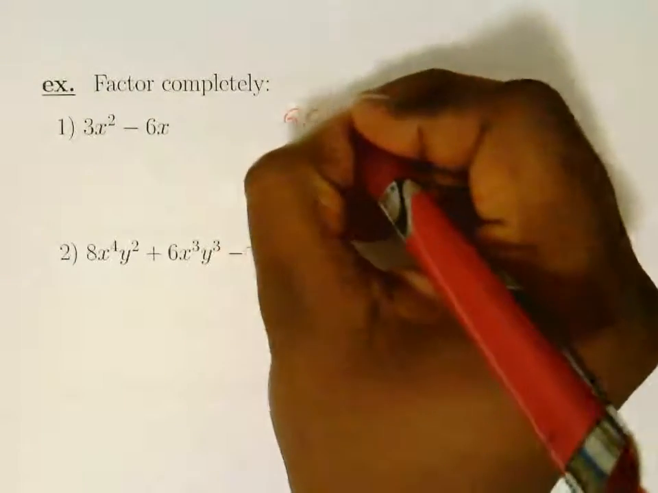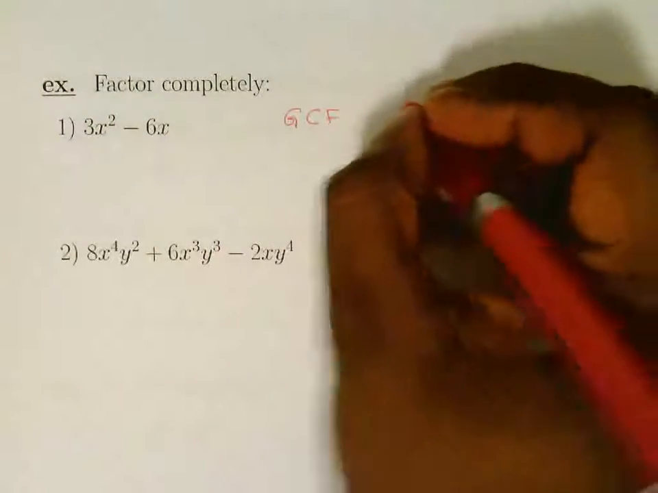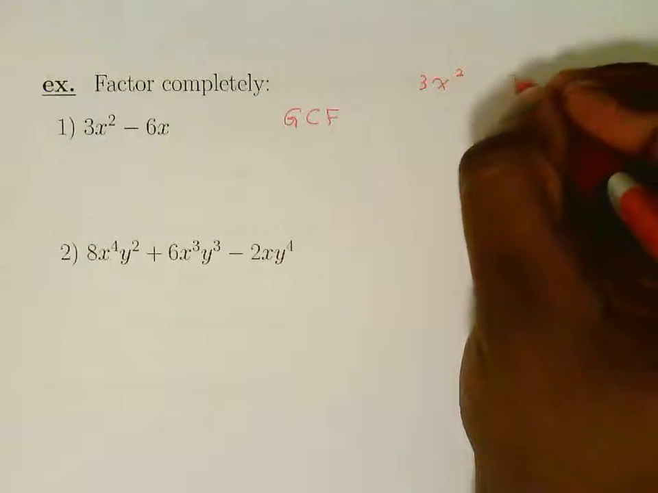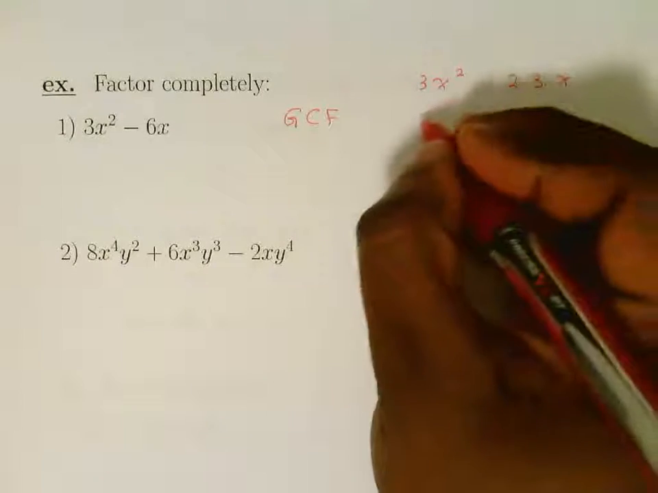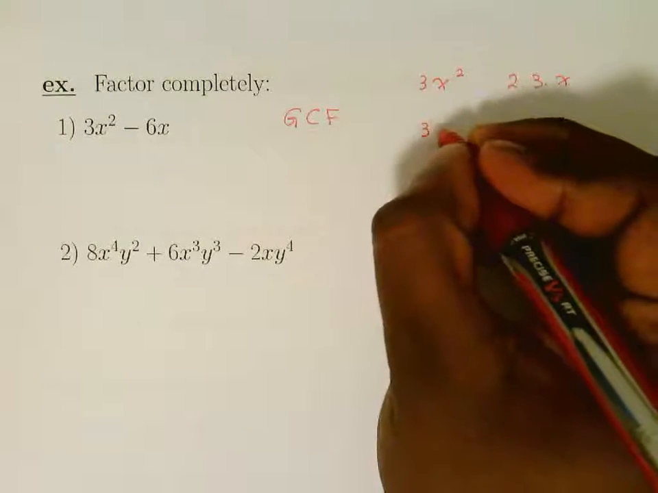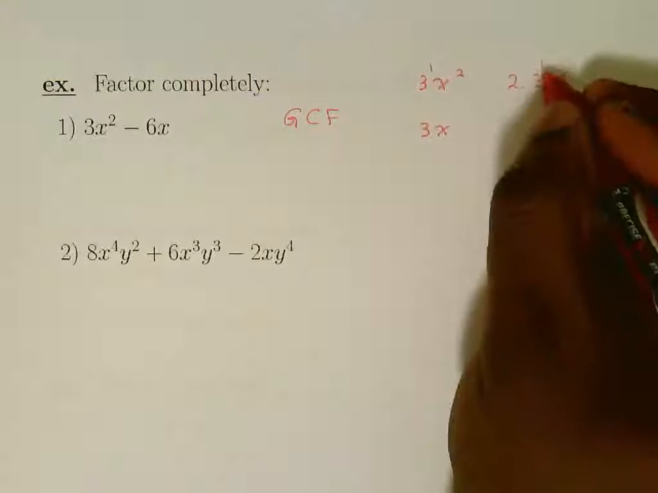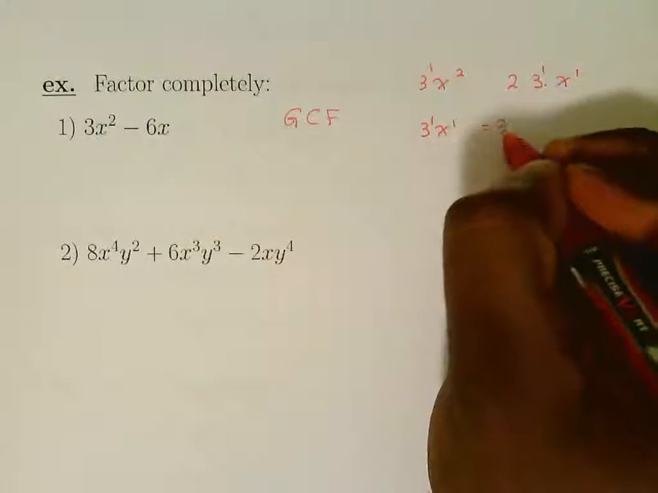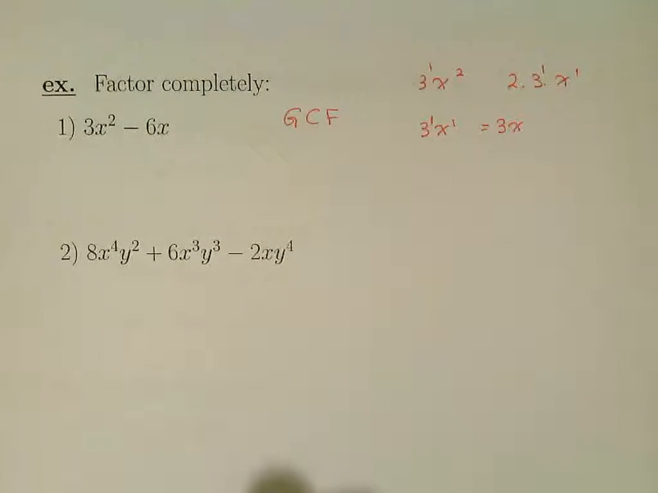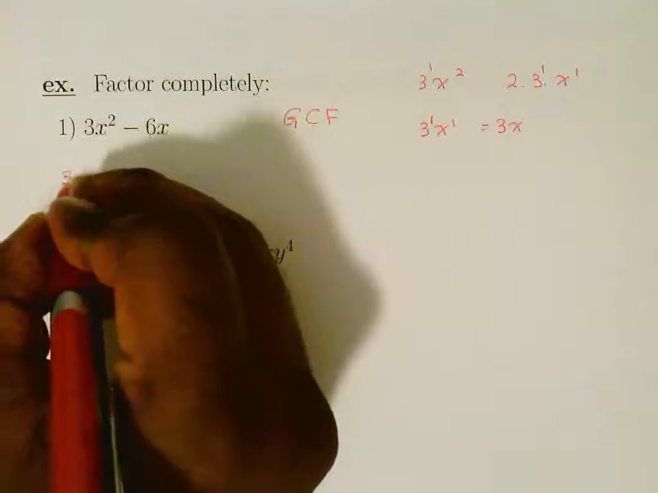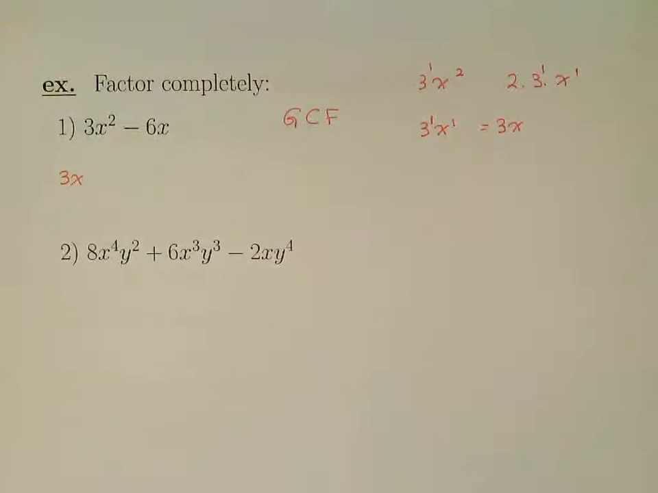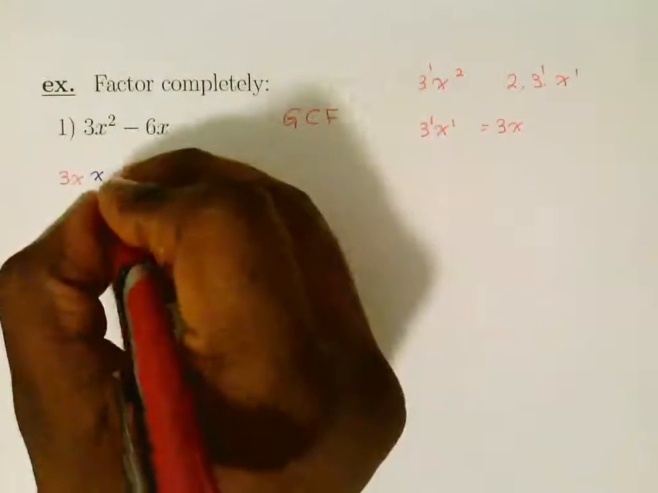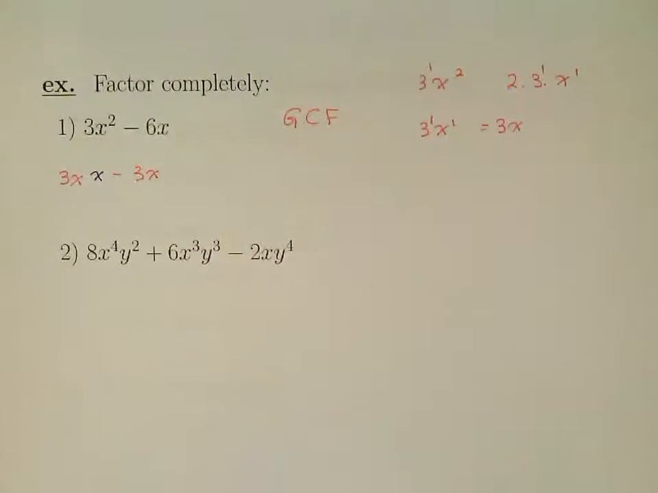The greatest common factor in this case is, well, we are looking at 3x squared and we are looking at 2 times 3 times x. So common bases are 3 and x. The least powers are 1 and 1. So 3x is the common base, greatest common factor. So write 3x, and x is missing. Write 3x, 2 is missing.